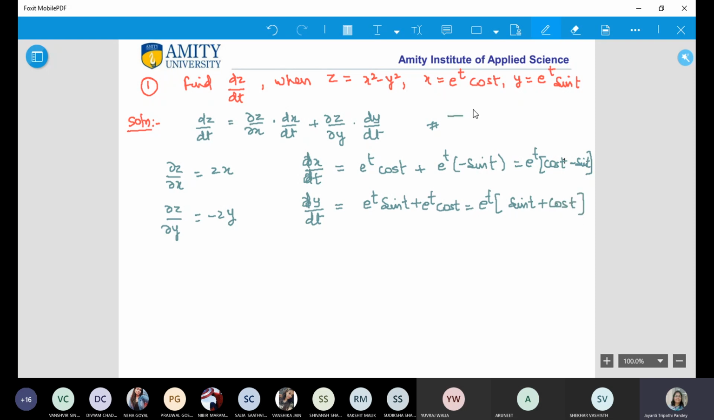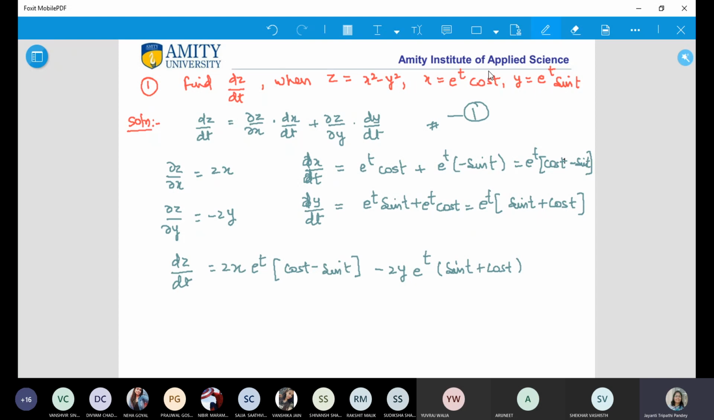Now substitute in equation 1. So dz by dt is equal to 2x into e to the power t (cos t minus sin t), I am putting this value here, minus 2y into e to the power t (sin t plus cos t). Now since we have to write it in t, we can put x and y as given in the question.